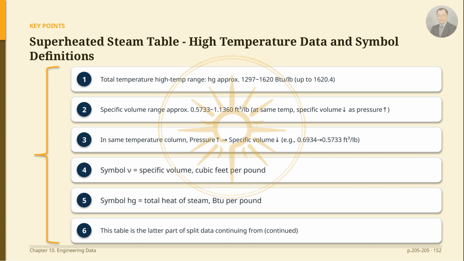What is noteworthy here is that even if the temperature is the same, the specific volume decreases as pressure increases. For example, in the same temperature column, the specific volume decreases from 0.6934 to 0.5733 cubic feet because higher pressure compresses the steam more, reducing the volume per unit mass. The symbol definitions are specified at the bottom of the table. The symbol V denotes specific volume in cubic feet per pound, and the symbol Hg denotes the total heat of steam in BTU per pound. As indicated by the continued notation, this corresponds to the latter part of the data divided into several segments.